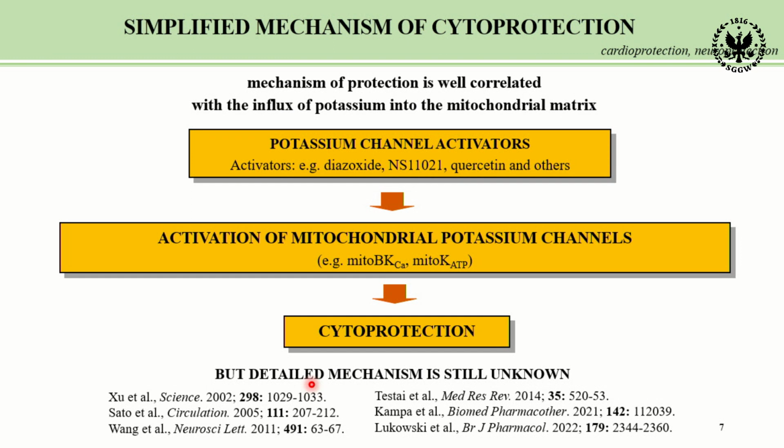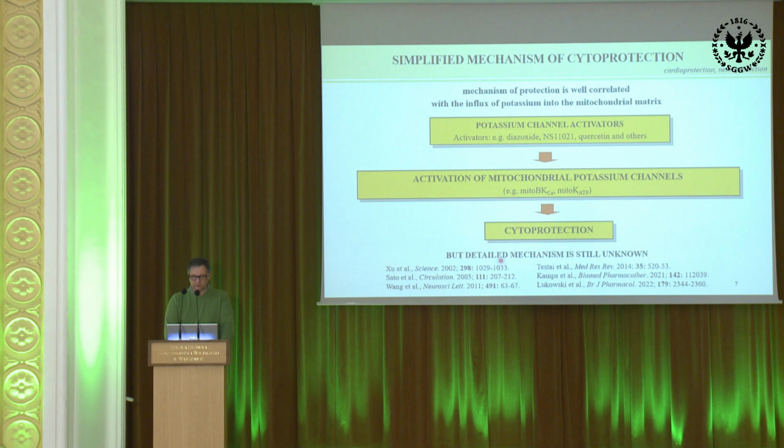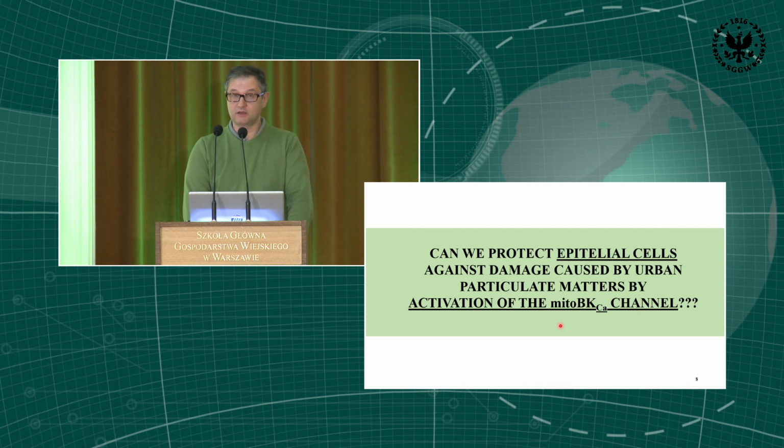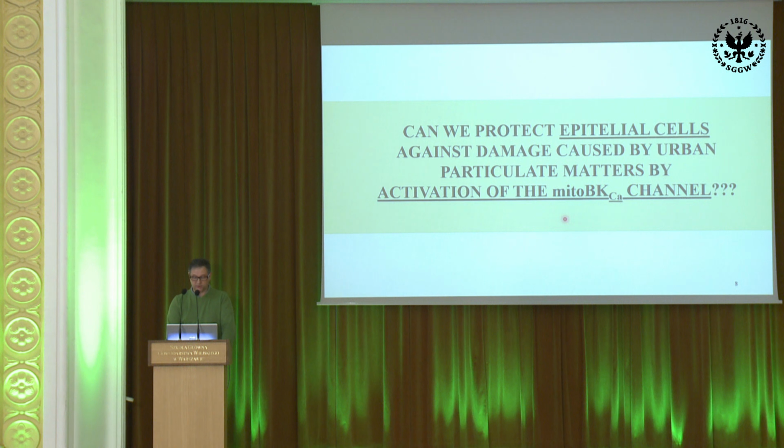Today, it is well known that potassium channels, especially those expressed in the inner mitochondrial membrane, are connected with cytoprotection. This mechanism of protection is well correlated with the influx of potassium into the mitochondrial matrix. After activation of mitochondrial potassium channels using, for example, diazoxide, NS11021 or quercetin and other activators, cytoprotective effects on the cells were observed, but the detailed mechanism is still unknown. So we ask the question: can we protect epithelial cells against damage caused by urban particulate matter by activation of the mitochondrial BK channels?